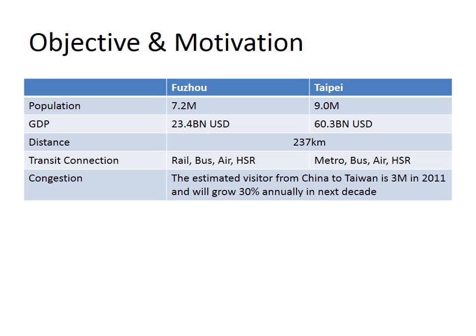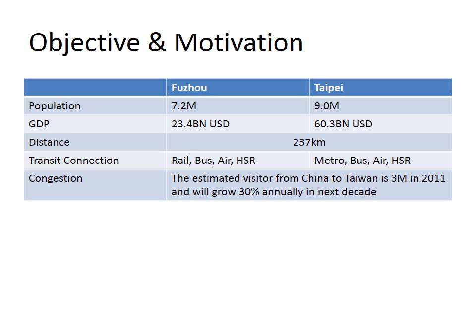As we can see here, the Fuzhou area has a population of 7.2 million, whereas the Taipei area has 9 million. GDP-wise, Fuzhou has 23.4 billion US dollars, and the Taipei area has 60.3 billion US dollars. The distance between the two cities is 237 kilometers.